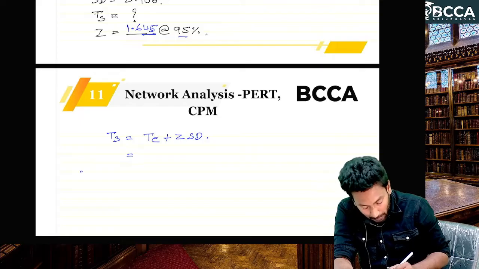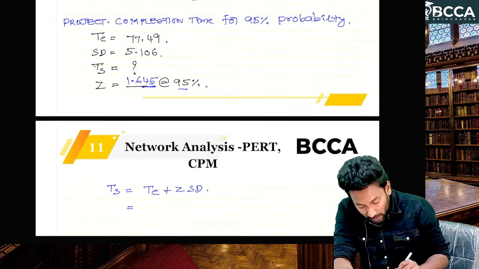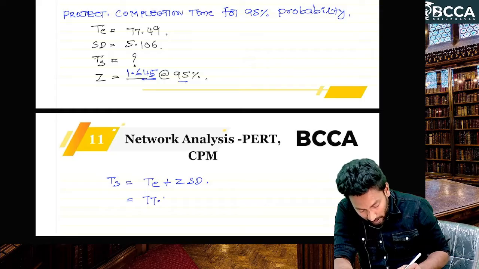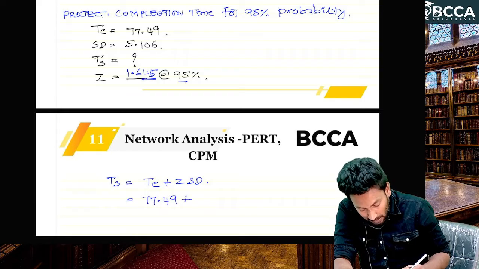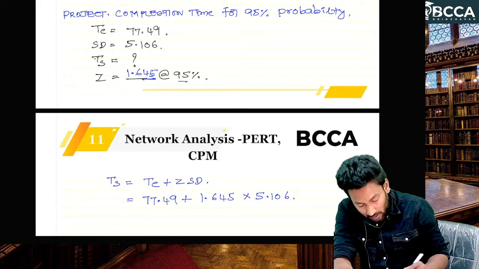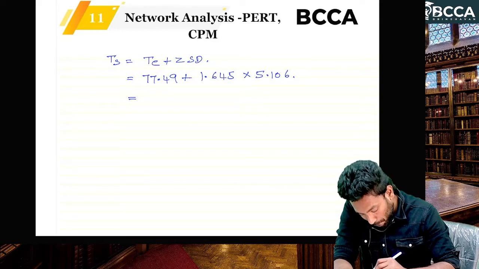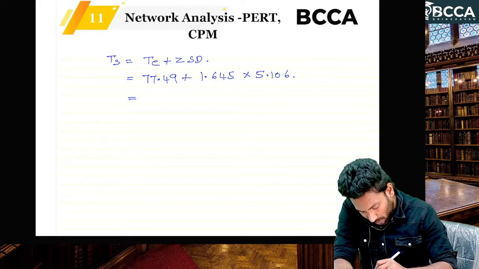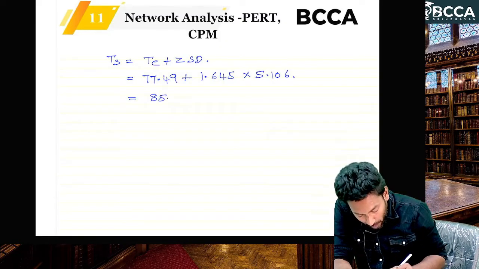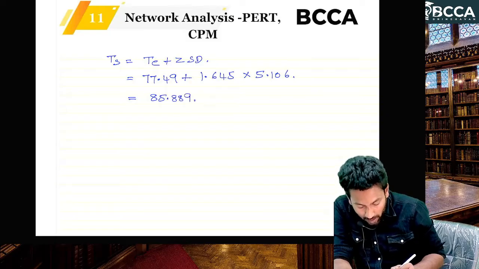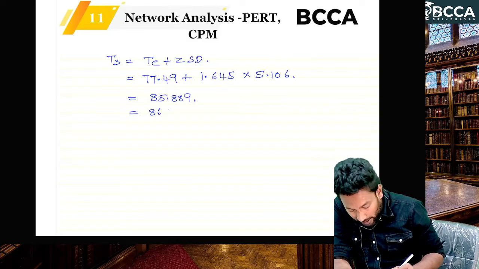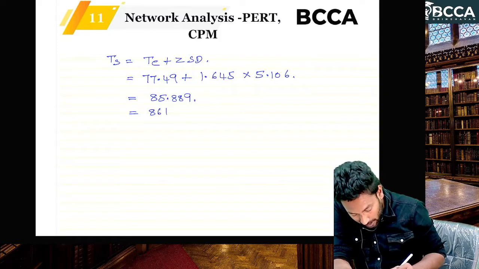What is the T? 77.49 plus z is 1.645, into standard deviation 5.106. So the total value, how much? Calculate that value. 85.889. So that means approximately 86 days.